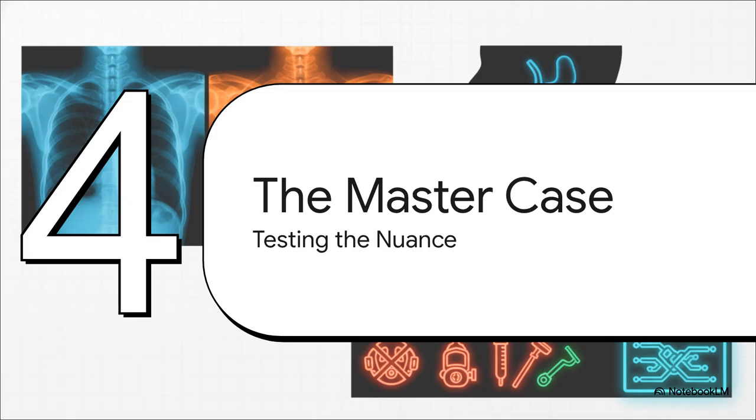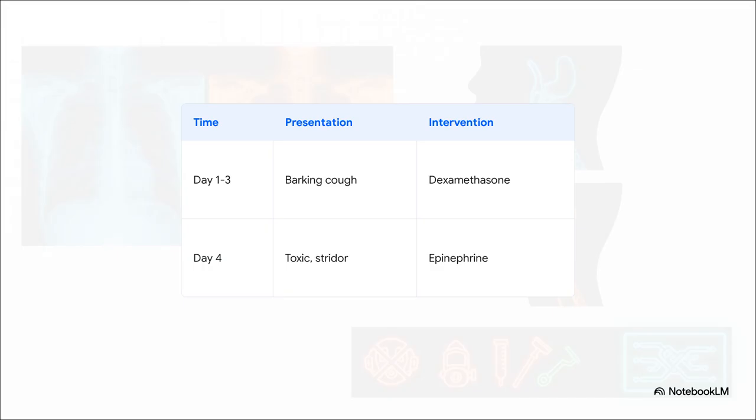All right, it's time to put it all together. The master case, testing the nuance. Here's the patient profile blueprint we're working with. We've got a 4-year-old male. Days 1 through 3, he presents to urgent care with a barking cough and mild stridor. He's appropriately given oral dexamethasone for what totally appears to be classic viral croup. However, on day 4, today, he returns to the ER. Now he's toxic, he's lethargic, sporting a high fever of 103.5 degrees Fahrenheit, and he has severe inspiratory stridor.